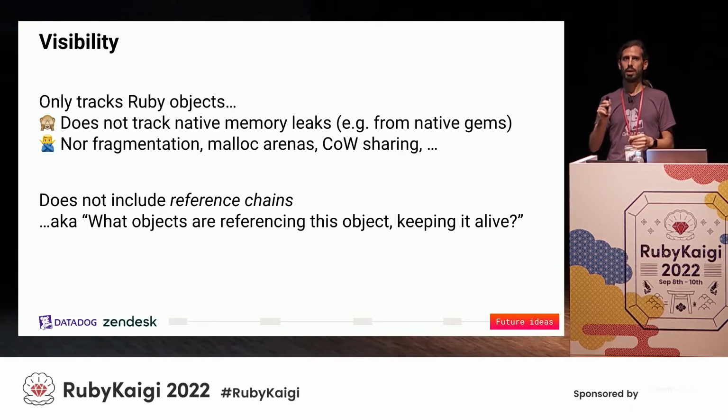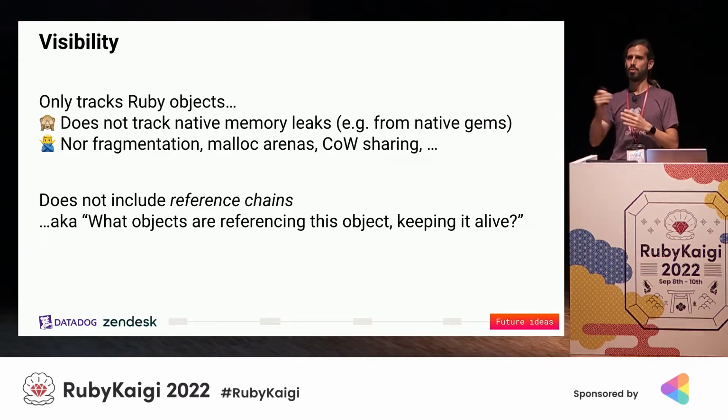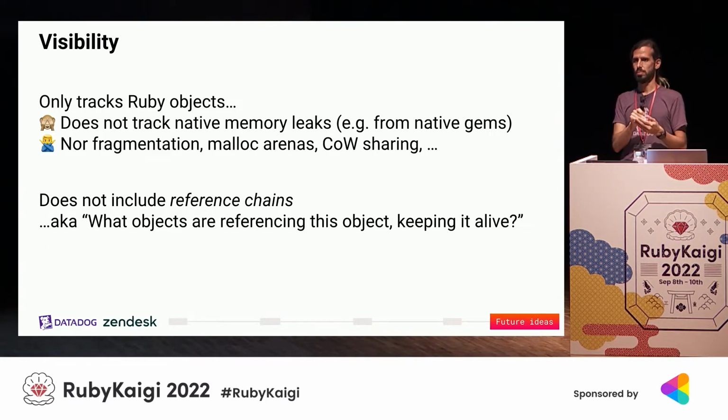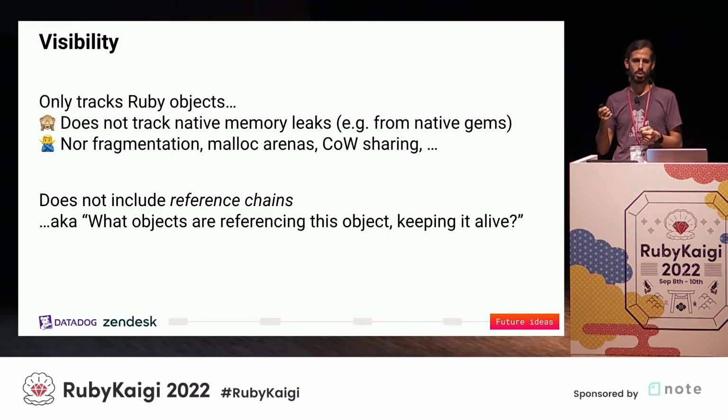Also, one thing that we would like to look into is reference chains. Right now we record where the object was created from, but sometimes you're thinking, okay, why is this object still alive? Where is the object that is keeping a reference to this object? So this will help us answer that question.